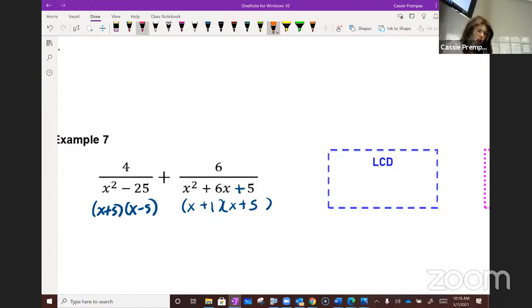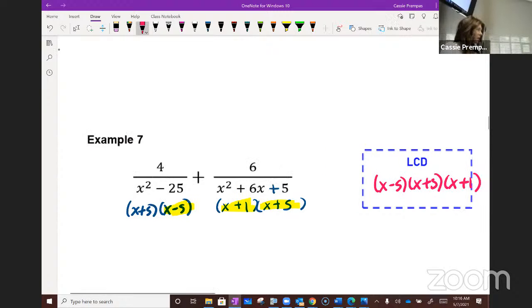All right, guys, I'm seeing good things. The least common denominator, you want one of each factor. So x plus 5, x plus 1, and x minus 5. That would be your LCD. So I'm going to say that it's x minus 5, x plus 5, x plus 1. And now I have to multiply each fraction to obtain that.